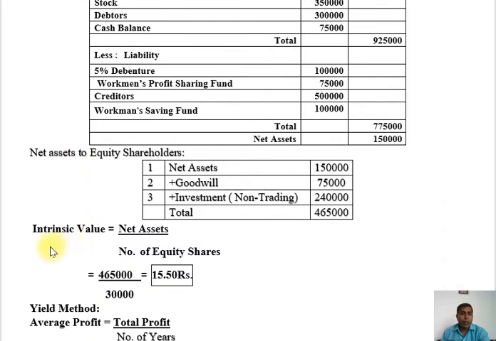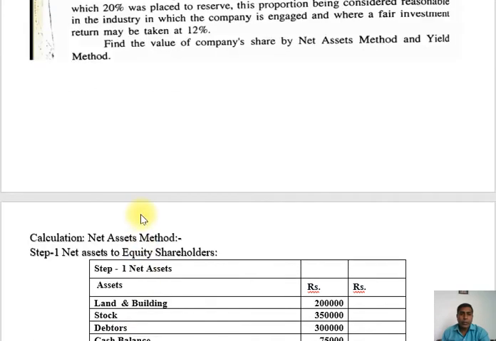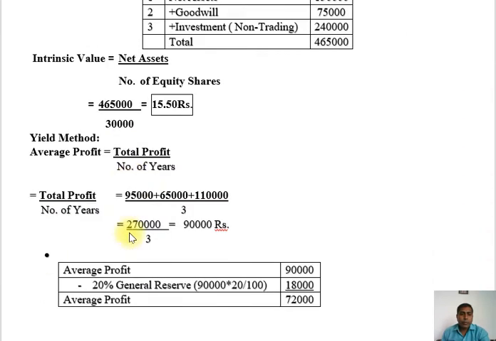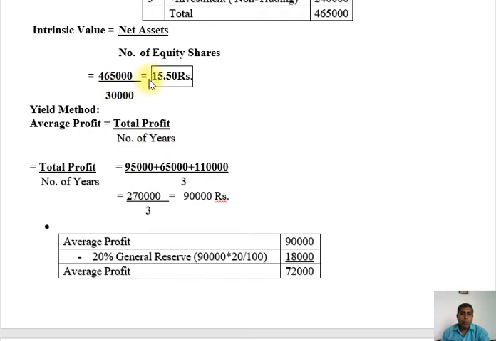Now we find out the intrinsic value. The intrinsic value is equal to net assets upon number of equity shares. So friends, in our example our net assets is 4,65,000 upon number of shares. You can see in the balance sheet the number of equity shares is 30,000. So 30,000. Now the answer is 50.50 rupees. This is our intrinsic value of equity shares.